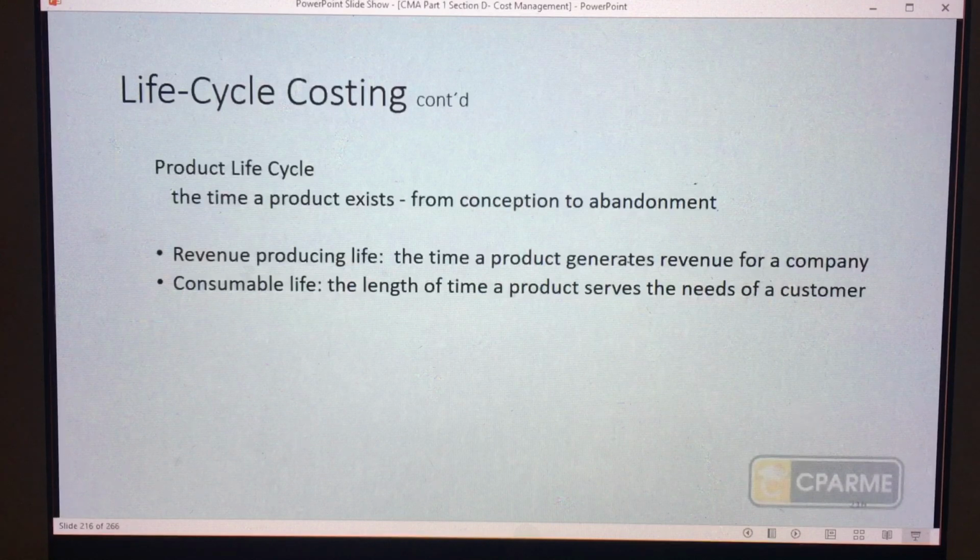And product life, this is from conception, from birth to death, from conception to abandonment. And so the revenue producing life, this is the time that a product will generate revenue for the company. So pag consumable life, so these are just terms, no? Pag na-encounter nyo yung consumable life, this is simply the length of time that a product would serve the need of the cost. So revenue would be yung time na itong product na to ay mag-generate ng revenue for our business.